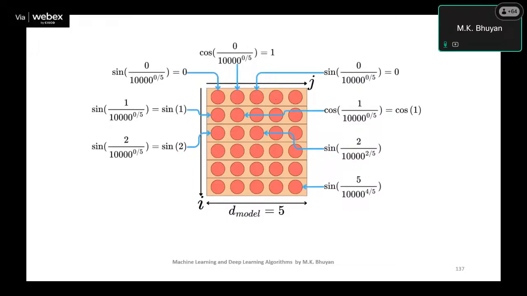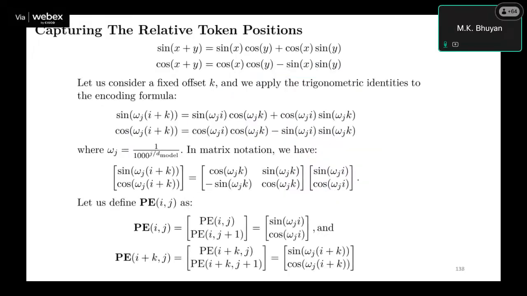So i represents the position, and j is the position of the particular element in the position vector that we are considering. So this is the positional embedding. Why is this positional embedding important? If you see this trigonometric expression, sine(x plus y) is equal to sine x cos y plus cos x sine y. Similarly, cos(x plus y) is equal to cos x cos y minus sine x sine y. Suppose I consider a fixed offset k.